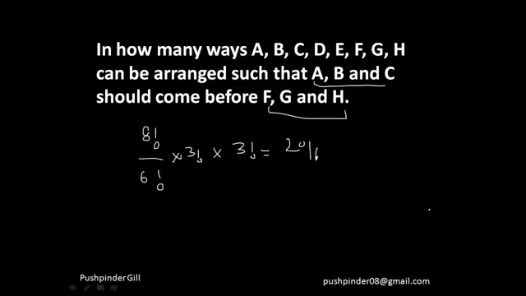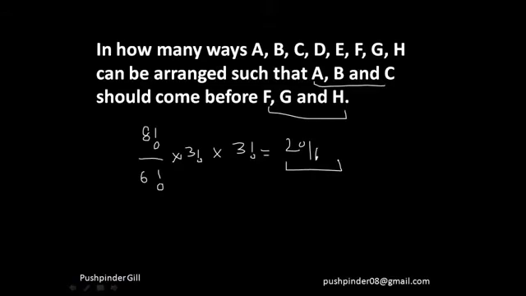The total number of ways is 8 factorial, and then I assume these 6 things to be identical. That means they cannot interchange among themselves. So 8 factorial by 6 factorial. However, ABC can interchange among themselves in 3 factorial ways. Similarly, FGH can arrange themselves in 3 factorial ways. So the total number of ways is 2016. I hope you've understood this. If you understand this, the questions become so easy.